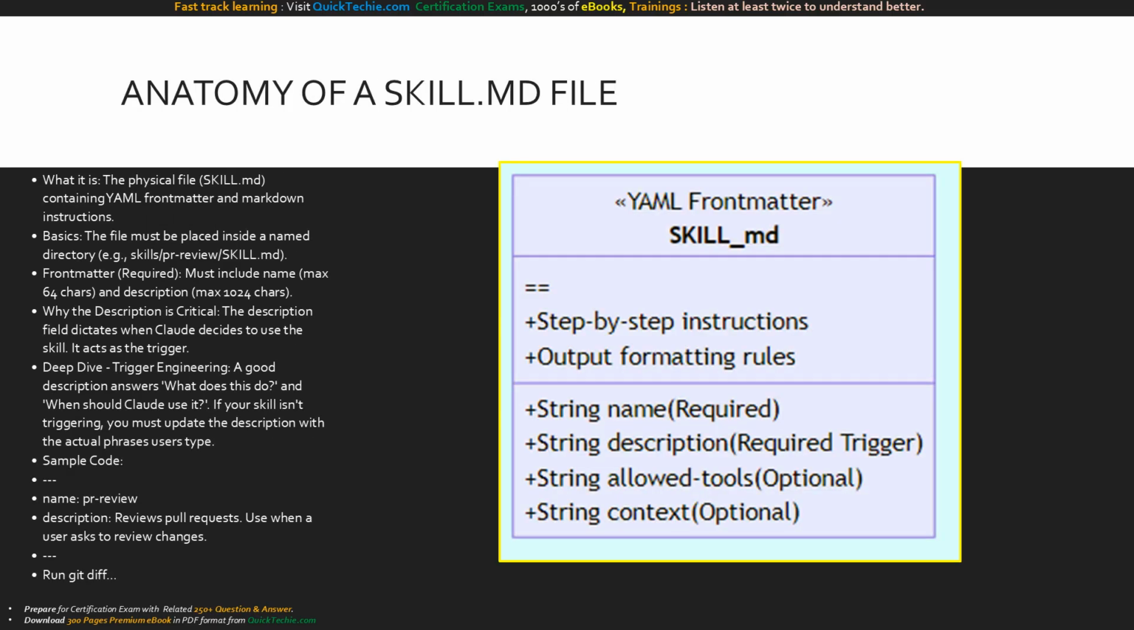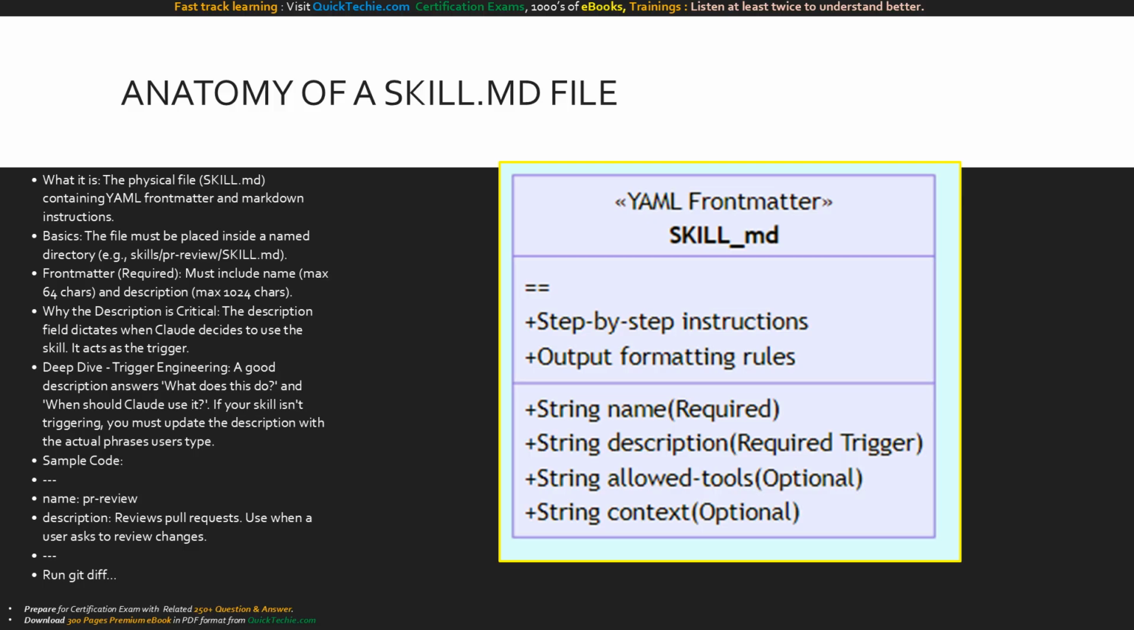Now let's dissect the anatomy of a skill file. Every skill lives in a specific file named exactly skill.md, housed inside its own directory. The magic happens in the YAML formatter at the top of this file. You are required to provide a name and a description. As an architect, you must understand that the description is the most critical field. It is not just documentation, it is the actual algorithmic trigger. Claude uses this field to match against user prompts.